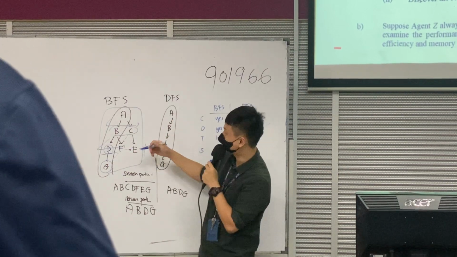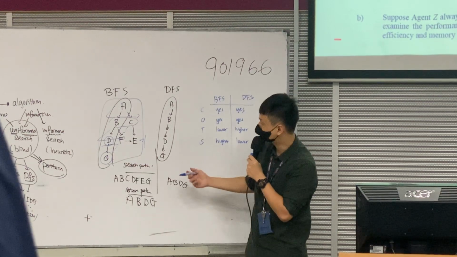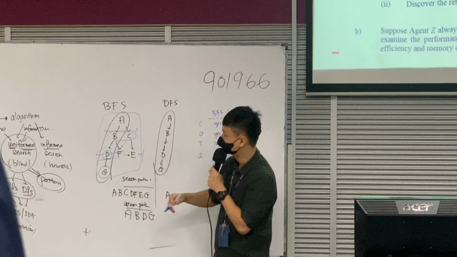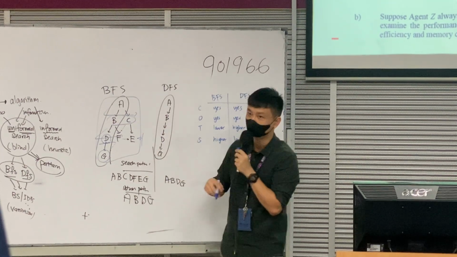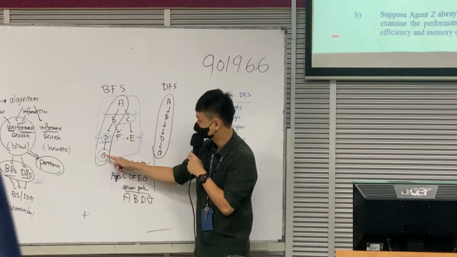Okay, so how the professor do the search, right? Search like this. So what is the return path? A, B, D, G. So this is the return path. What is the search path? A, B, C, D, F, E, and G. How the algorithm do the search from this way.